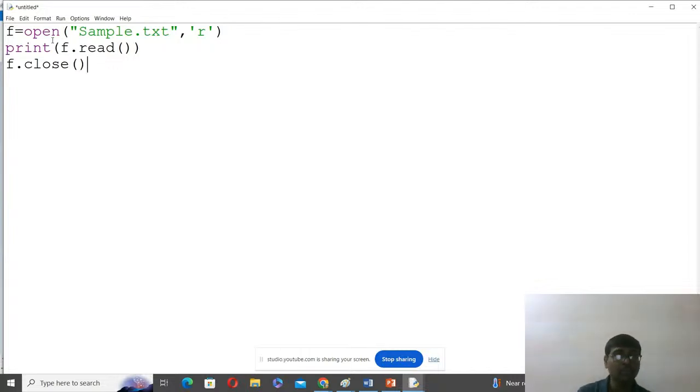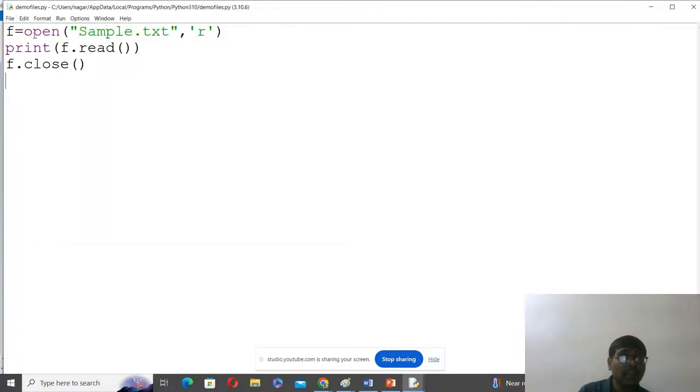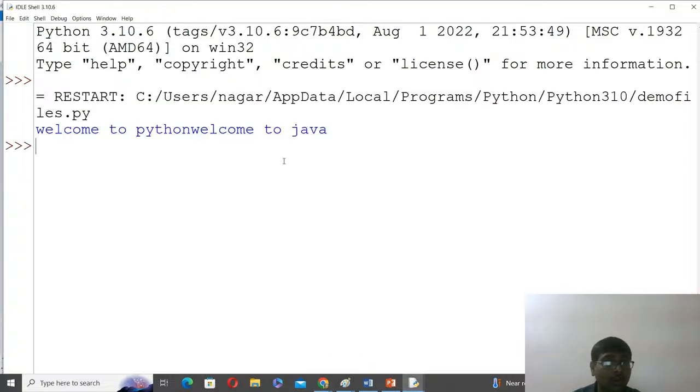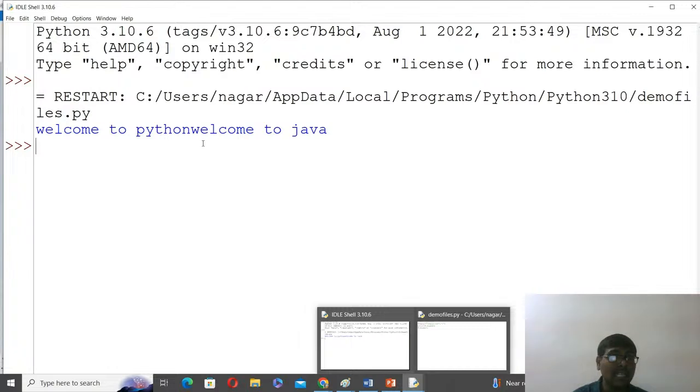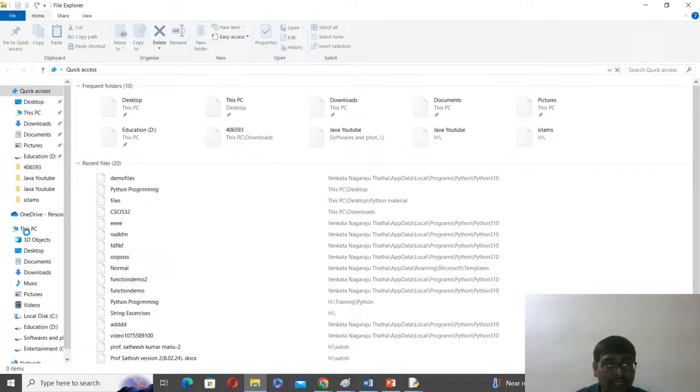Here, save it as demo files and run this one. Welcome to Python. Okay, here what happened? Already some file existed. Maybe the file sample.txt is available. That is the reason it reads the information. Now we will check whether the sample.txt file is available or not. If the file is available, that is the reason it does not give any error.